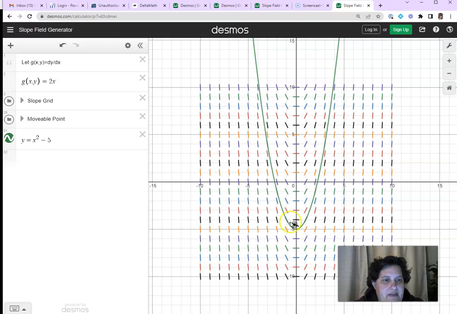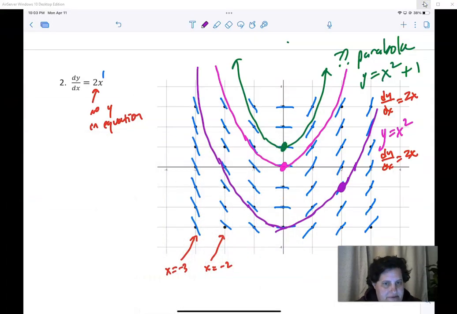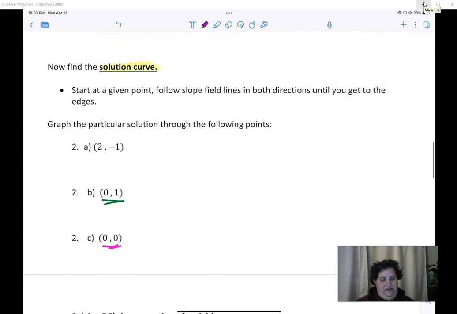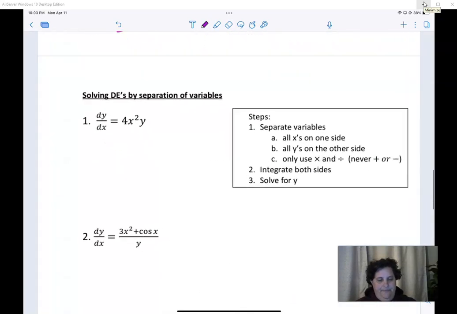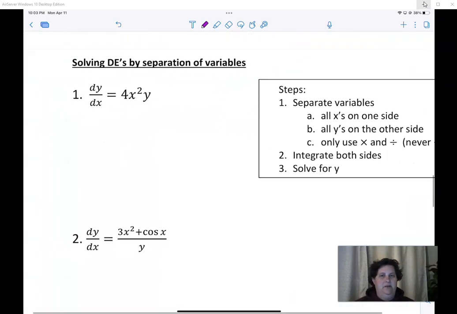Okay? So that's kind of what slope fields are going to help us be able to do. But a lot of times you have to graph the slope field. All right. Awesome. So hopefully that makes sense to you. Now we're going to work with this a little more algebraically. We're going to look at solving differentials by doing something called separation of variables.